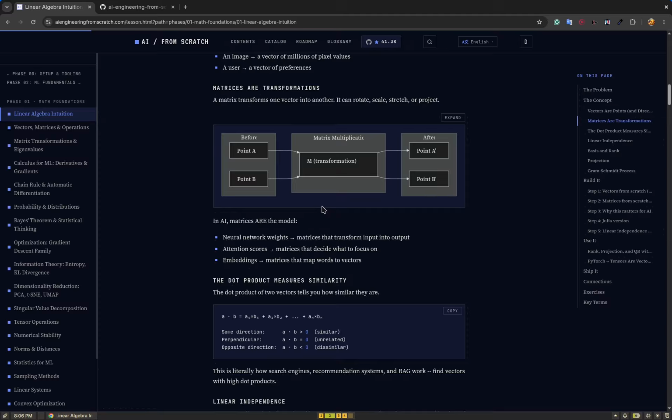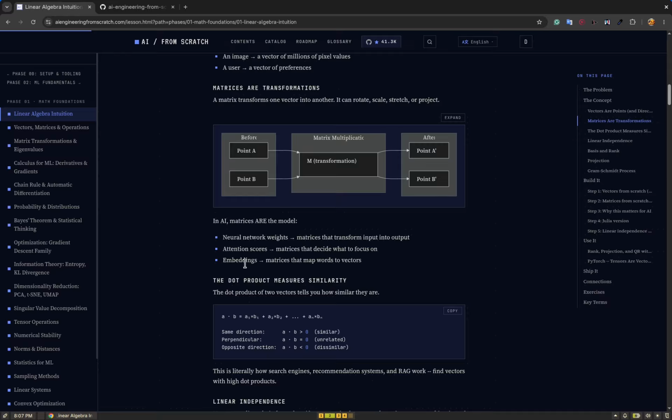Okay, done. Now let's continue. In AI, matrices are the model. A neural network's weights are matrices that transform input into output. Attention scores are matrices that decide what to focus on. Embeddings are matrices that map word vectors.